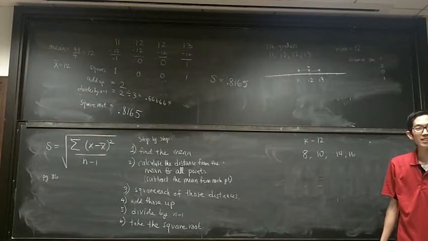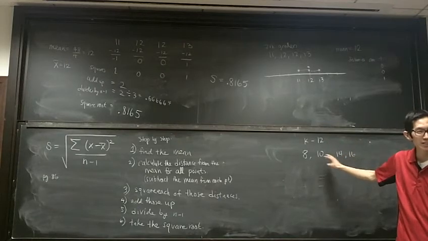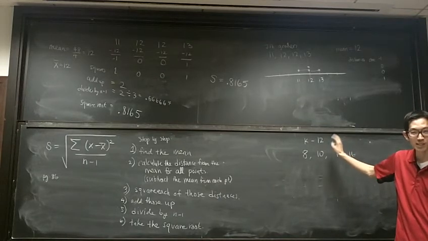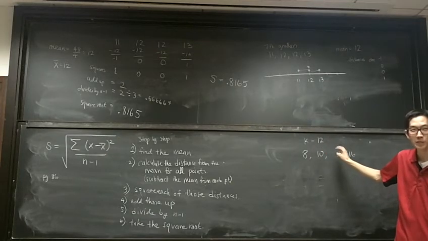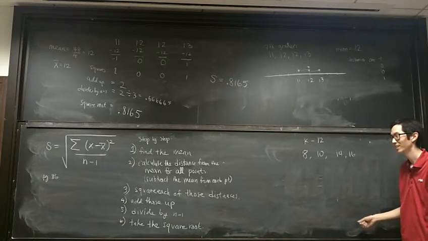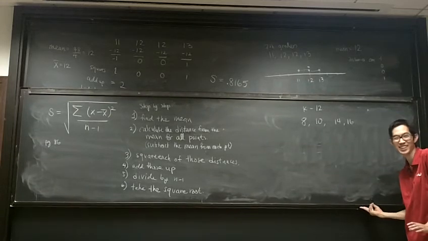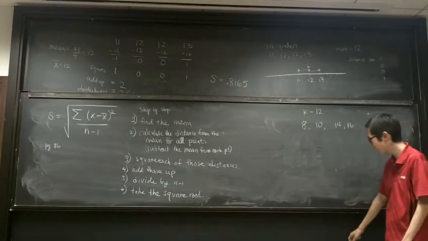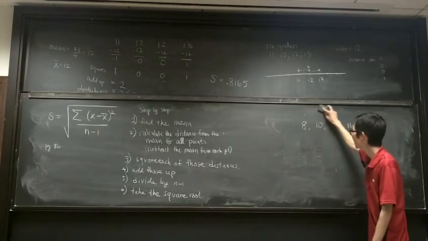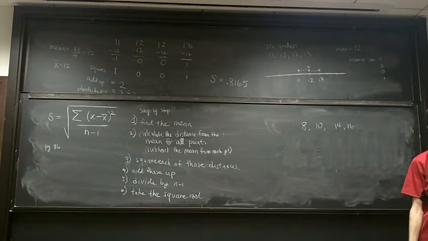Alright, are we ready? Okay, so we're ready to find the standard deviation of these four numbers. I'll do it nice and slow so everybody is good. Alright, so here are my four numbers. They are the ages of four different students, and you want to know the standard deviation of the ages of these four students.